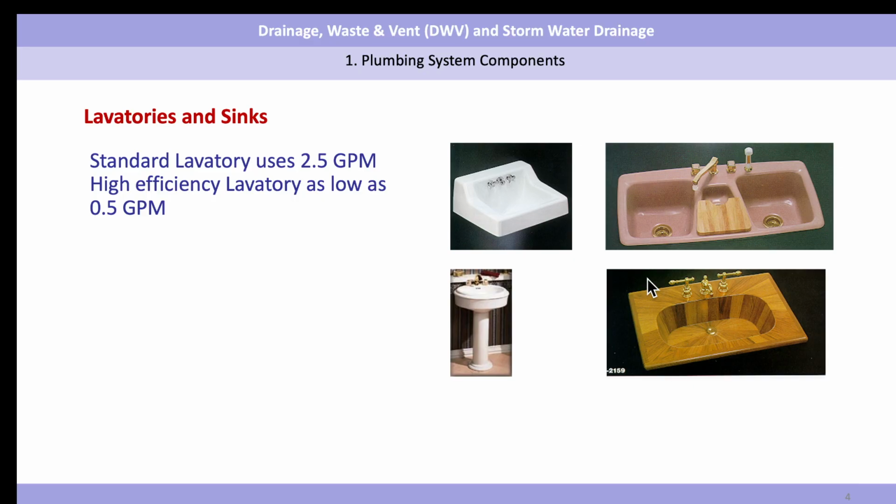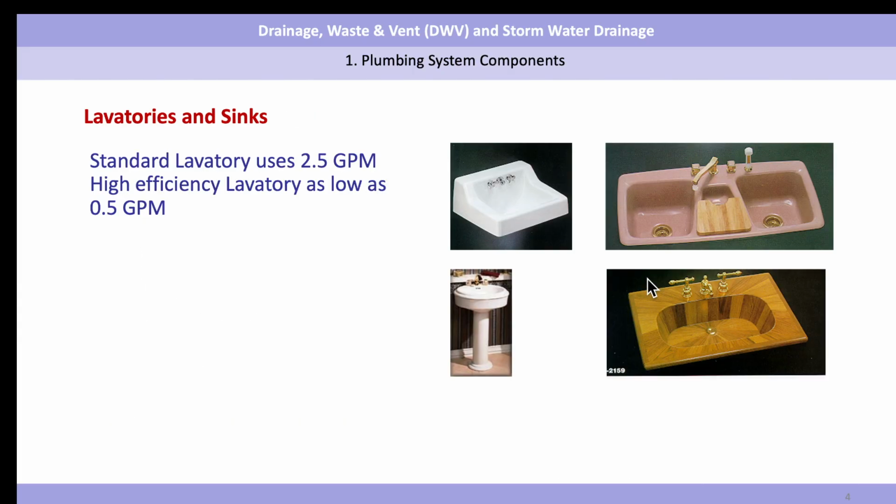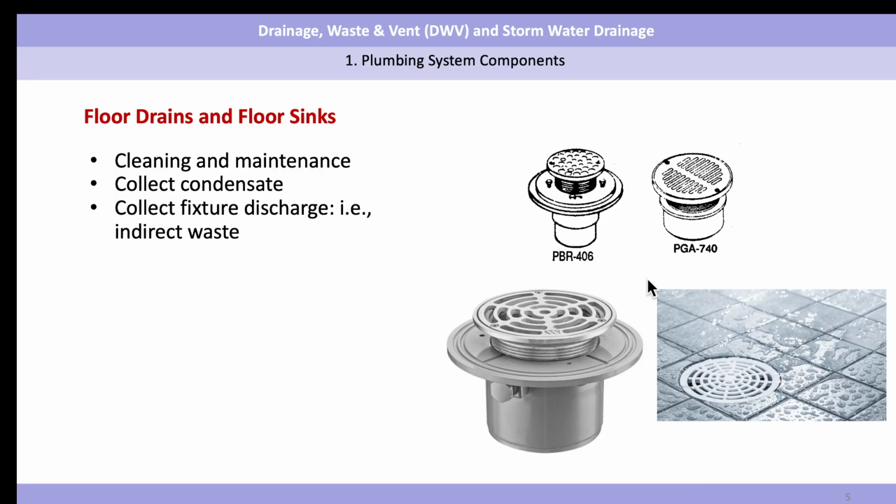Lavatories and sinks, you can find in the bathroom and kitchen. A standard lavatory uses 2.5 GPM, so we have to consider gallons per minute as their unit. For the water closet and urinal, we use GPF, gallons per flush. And a high efficiency lavatory can be as low as 0.5 GPM.